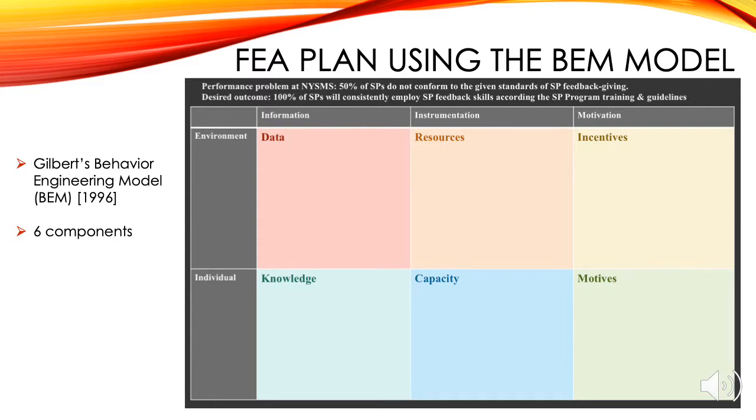Populating each component with the front-end analysis questions that must be investigated helps organize the analysis. Each question is assigned a code. For example, a data question would be coded D01. What type of question might go in this box? D01 is, how are SPs currently trained on feedback skills?